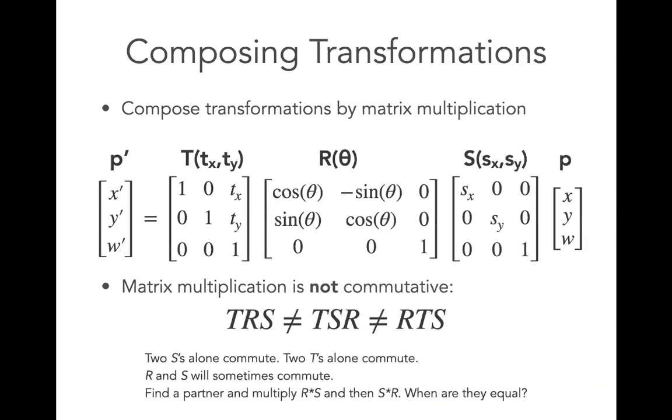Something that's important to note: unlike multiplication of scalars, matrix multiplication is not commutative. So translation times rotation times scale is not the same as translation times scale times rotation, which is not the same as rotation times translation times scale. Rotations and scales do sometimes commute. And so I encourage you to find a partner and multiply r times s and then s times r, and try to work out when those things are equal, what the conditions are to make those things equal.